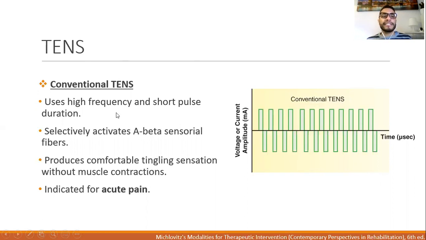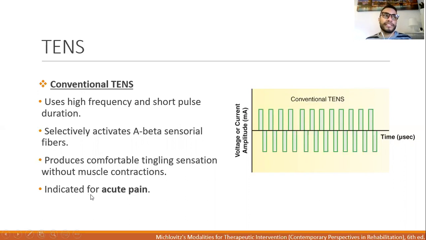Conventional TENS selectively activates A-beta sensorial fibers. If the stimulation occurs in the A-beta sensorial fibers, the sensation that the patient feels when TENS is applied is a comfortable tingling sensation, and there is no muscle contraction produced by the use of conventional TENS. This is more indicated for acute pain.